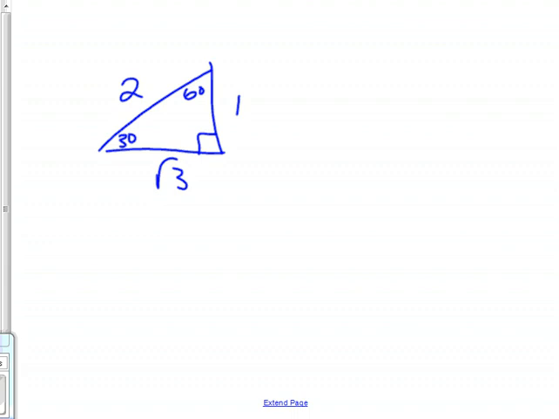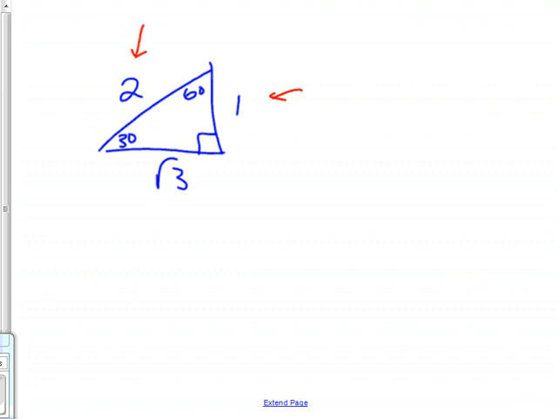Now, does that mean that every triangle in the world has a side that is 1 on it? Of course not. Does that mean every 30, 60, 90 triangle has a side that's 1 on it? No. It could be twice that big. It could be 7 times that big. But the ratios would stay the same. That and that are always a 1 to 2 ratio. Twice as big on that hypotenuse side than the other side.